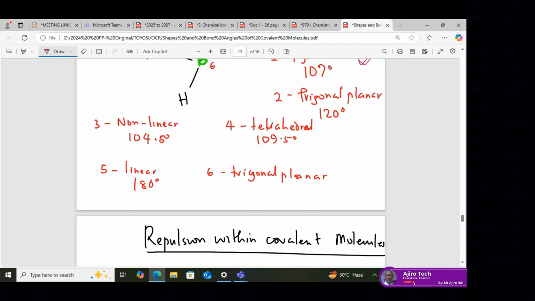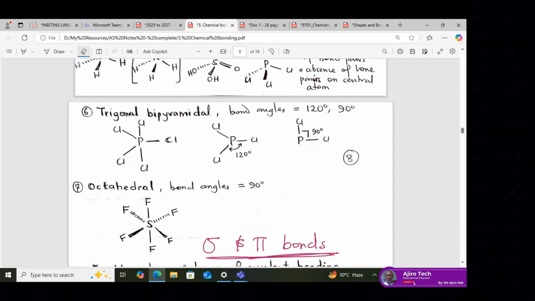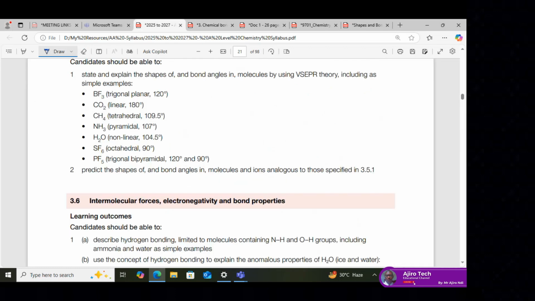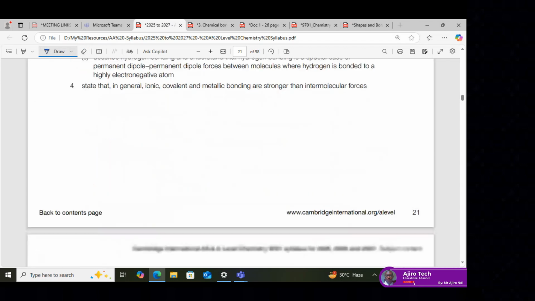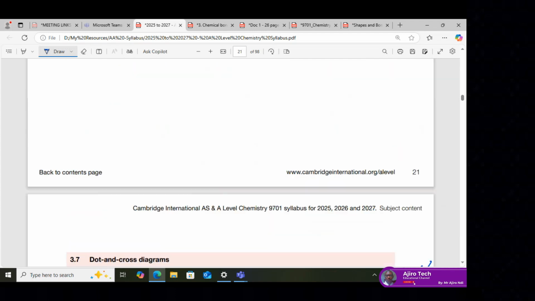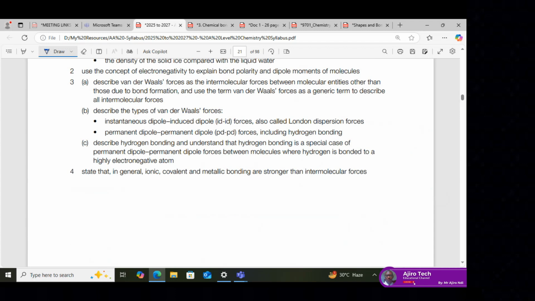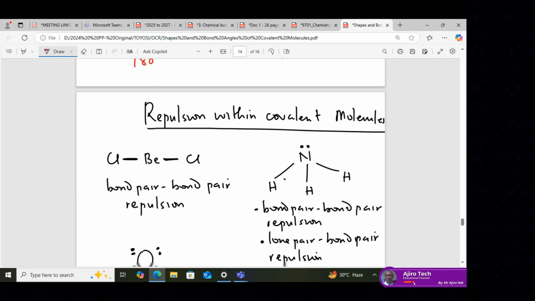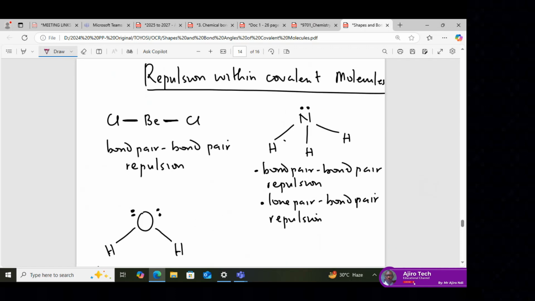Next thing in your syllabus: intermolecular forces in covalent molecules. I've sent that to you already. So the only thing left here is intermolecular forces in covalent molecules. But before that, hold on. There's what we call repulsion within covalent molecules. Look at it.